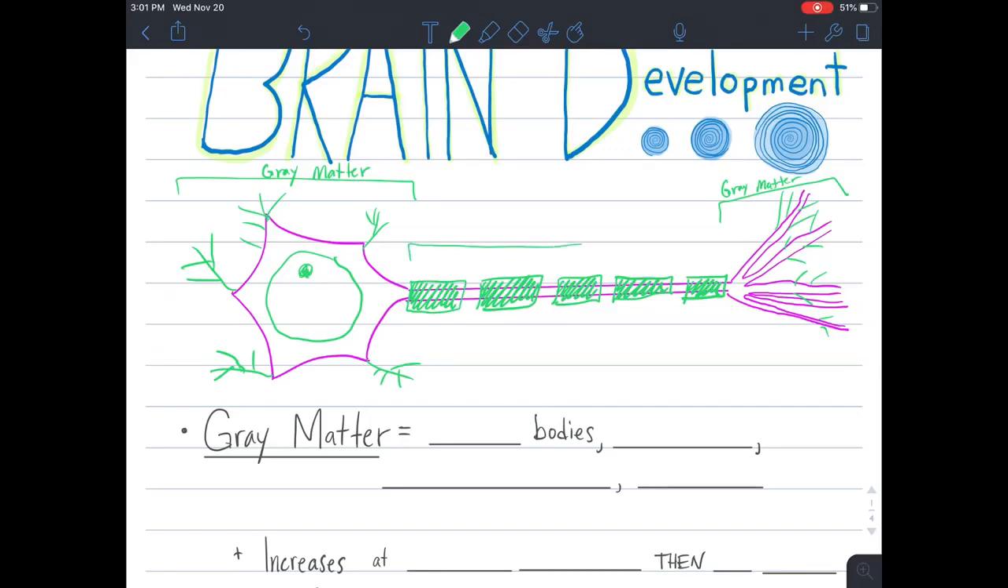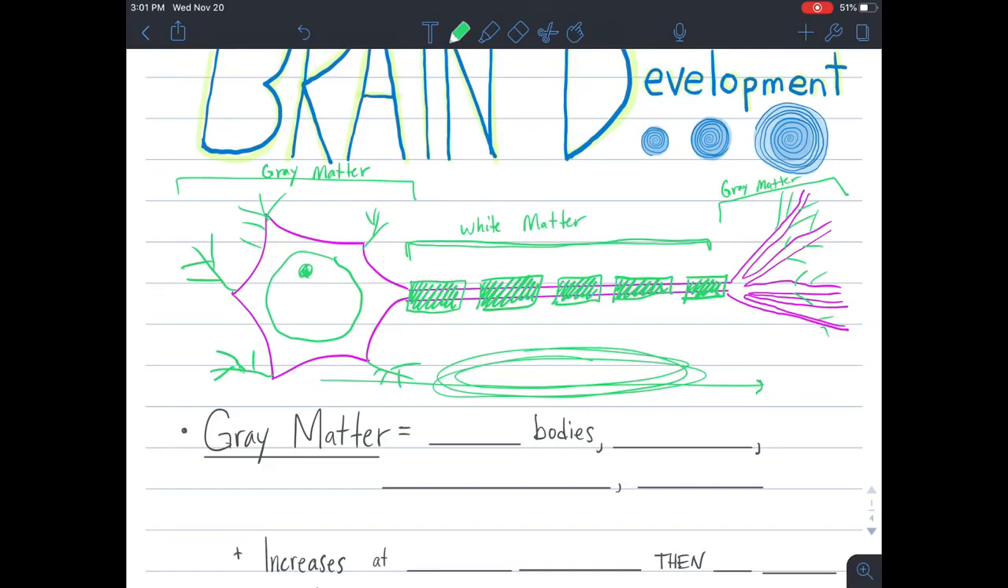And this middle part that's sheathed in myelin, that myelin actually gives it a white color. So this is our white matter. Now, as we know, the signal gets sent from the cell body, the dendrite, down the axon to the axon terminal. So this part in the middle with the myelin on it is important for transporting information.